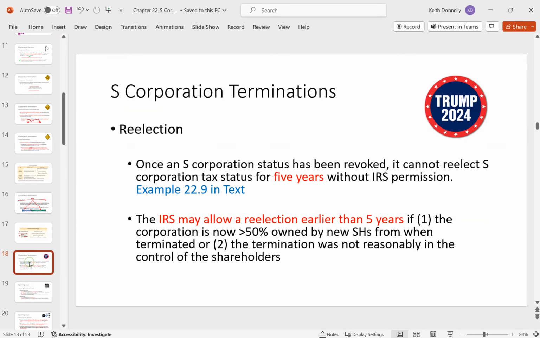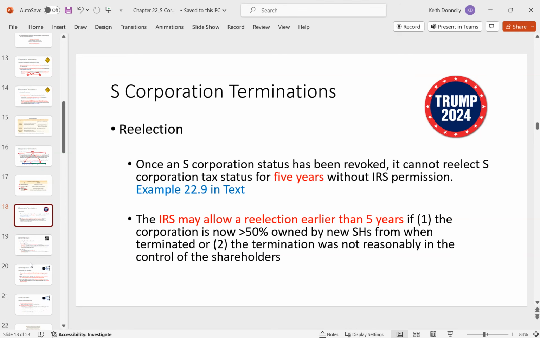Next thing here, just buttoning up this lecture. Say your S Corp status has been terminated and you now want to be an S Corp again. Well, they're generally not going to let you game the system. You can't be an S Corp 1 year, a C Corp the next, a partnership, this, that. The general rule here is a 5-year window. In other words, once S Corp status has been revoked or terminated, involuntarily, it cannot re-elect S Corp status for 5 years without IRS permission.